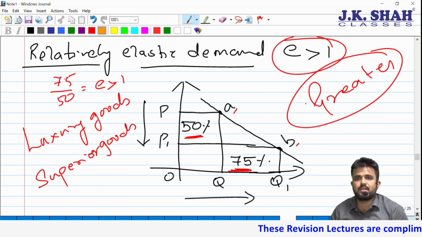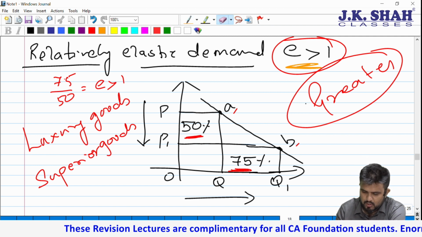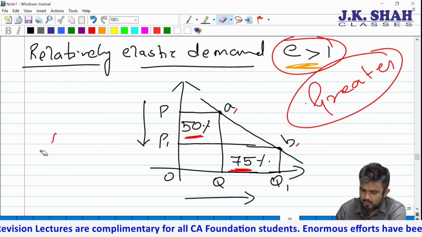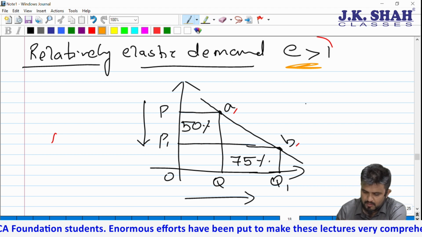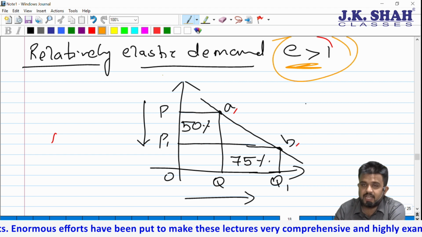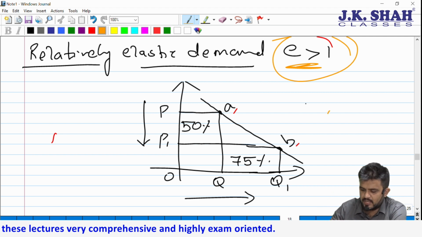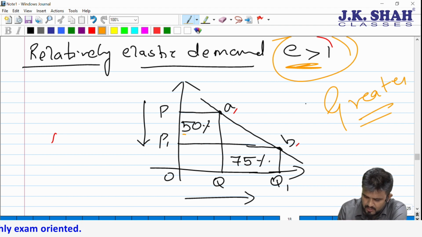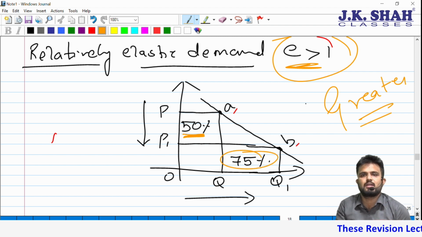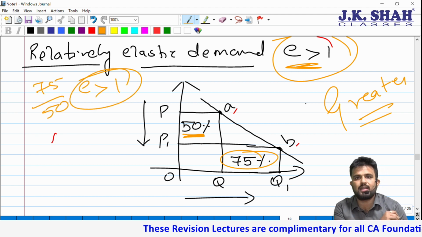Coming to the next, relatively elastic now. E will be greater than 1. So what happens here? Quickly we will see. So relatively elastic demand is E greater than 1. What's the statement? Percentage change in quantity demand is greater than percentage change in price. See students, price has decreased by 50%, but quantity demand increases by 75%. 75 divided by 50, if you do, answer will be greater than 1.